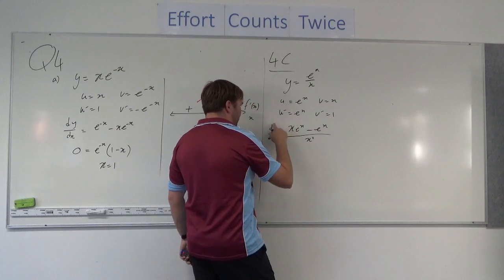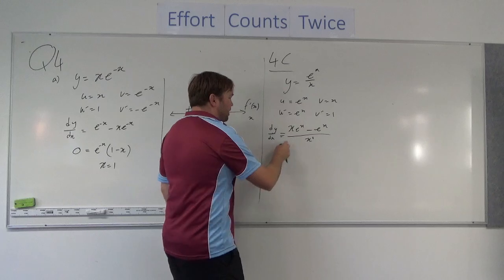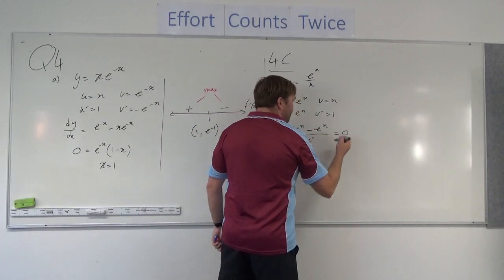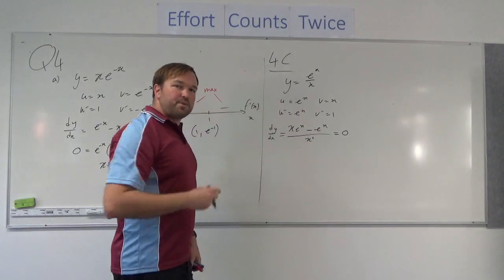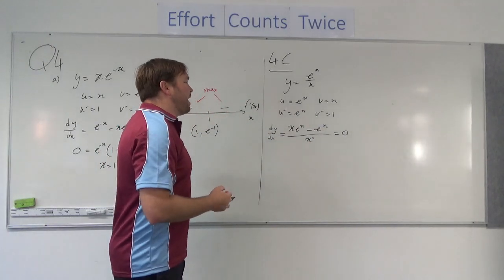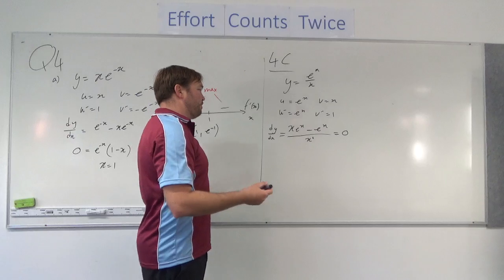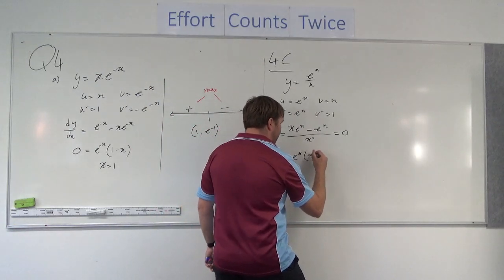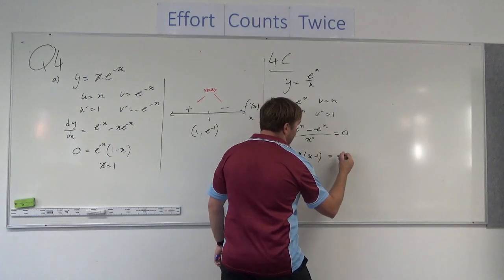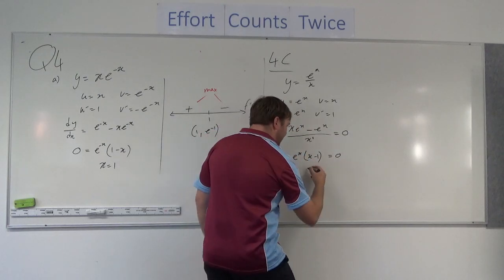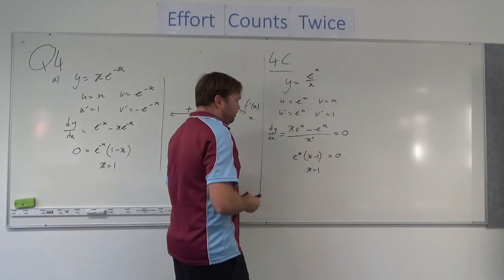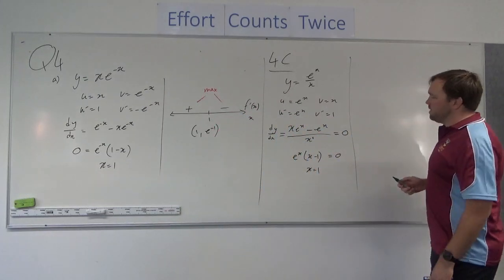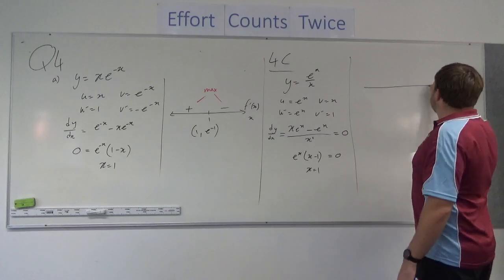Ooh, that's a weird one. We want to set it equal to 0. If we're setting this equal to 0, the solutions never come from the denominator, so we're really only interested in the numerator. And once again, we've got a common factor, so we're going to factorize it out. So it's really looking at where does e to the x take 1 equal 0. Again, x is 1.